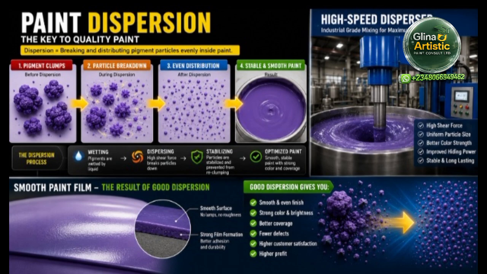A good formula with bad dispersion still produces bad paint. Consistency creates trust, and trust creates profit, because once your customers trust your product, they keep coming back to buy your product, and that is profit for you.